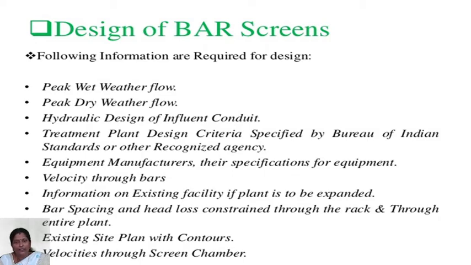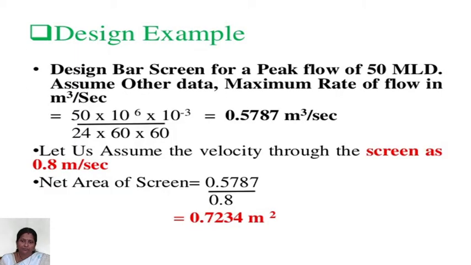Next point, existing site plan and contours. Velocity through screen chamber. The velocity through screen chamber is a very important criterion for designing a bar screen. Here one problem is given: design a bar screen for a peak flow of 50 MLD, assuming other data.